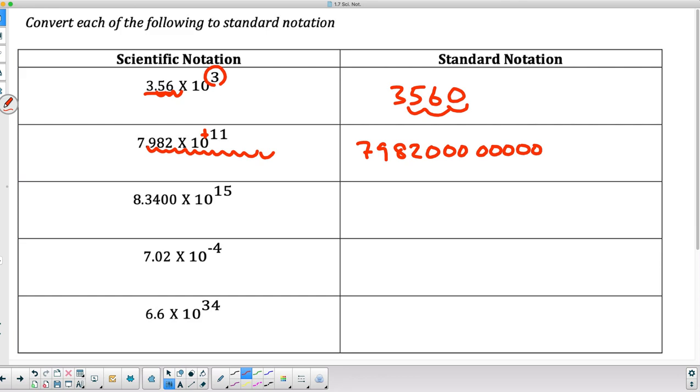Take a look at number 4. Number 4 has a negative exponent. So what do we do with a negative exponent? We do exactly the same thing, except this time I move my decimal place to the left instead of the right. 1, 2, 3, 4. Then I put my decimal and fill in with zeros like that. So my answer is 0.000702. That's what we get when we jump to the left to make our number less than 1.